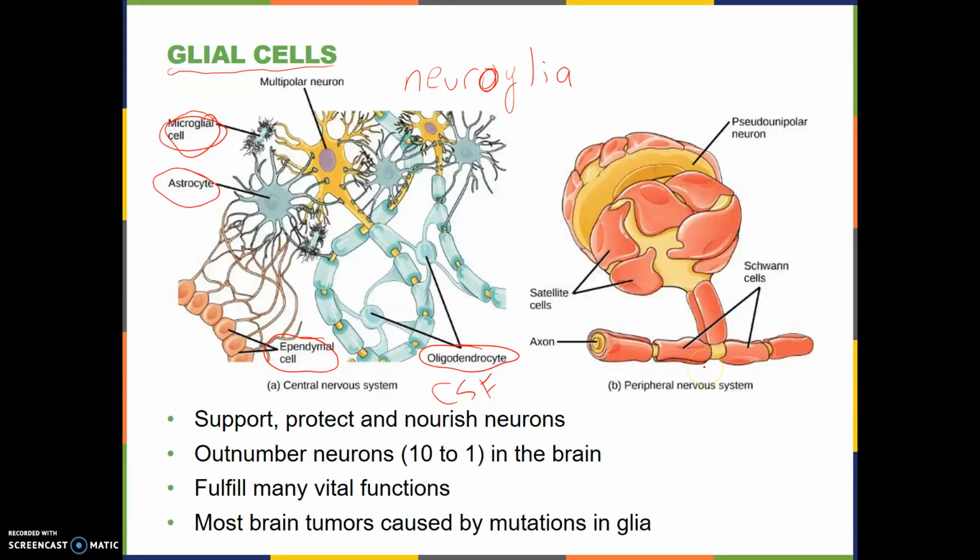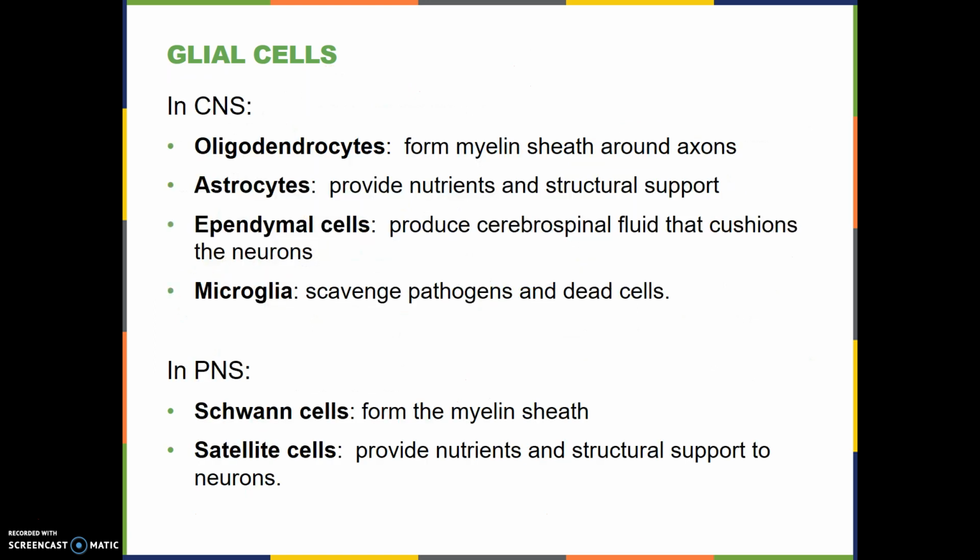And then, okay, so that was the central nervous system. In the peripheral nervous system, like we said, the central nervous system is the brain and the spinal cord, and the peripheral nervous system are the nerves outside the brain and the spinal cord. Satellite cells perform the same role as astrocytes in the central nervous system. They keep the neurons from contacting the blood. And Schwann cells perform the same role as oligodendrocytes. They produce the myelin wrapping around the axons.